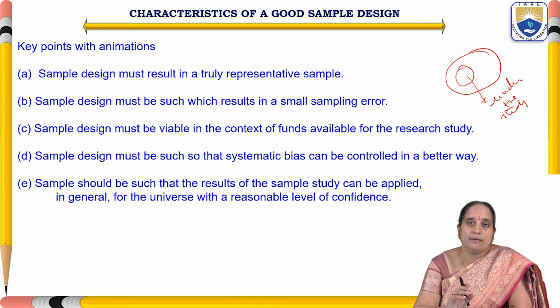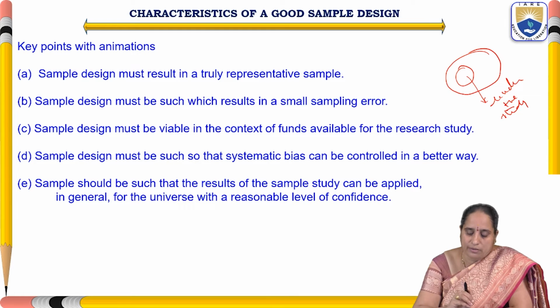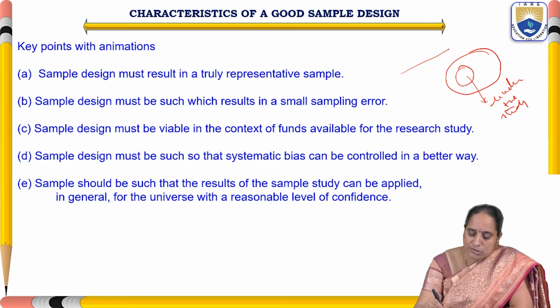Then the second one is that the sample design must be such that it results in a small sampling error. There should not be much difference; you cannot find much variation. So that if you increase the size of the sample, naturally we can improve the precision also. That's how we minimize the sampling error.